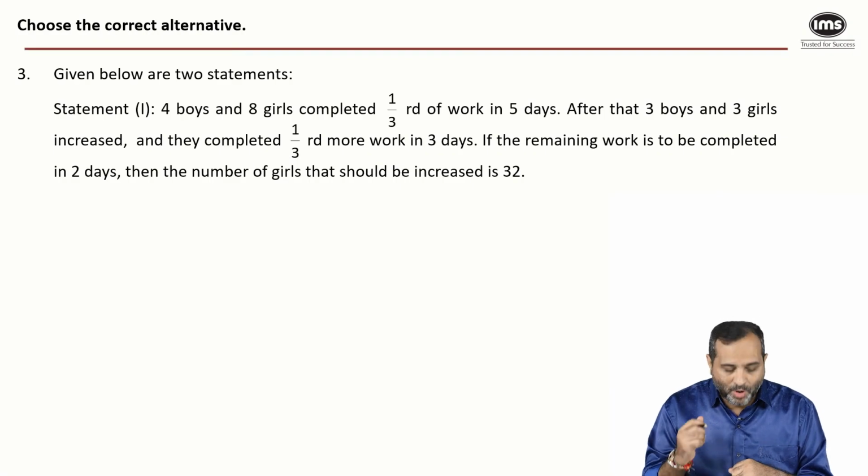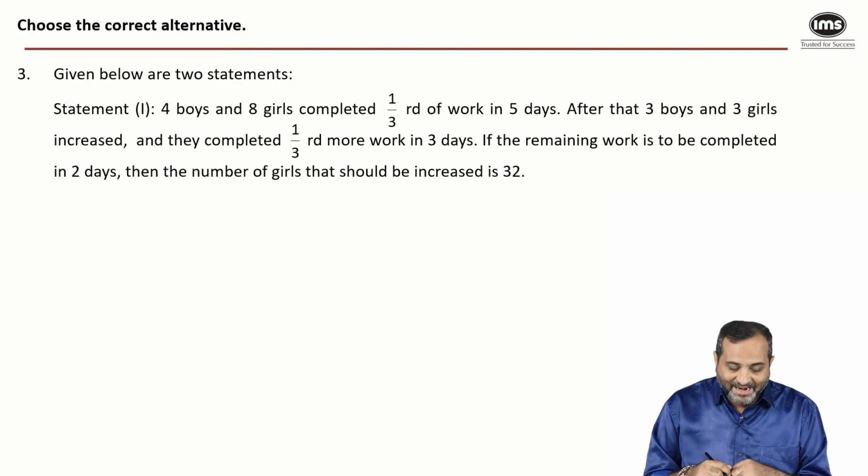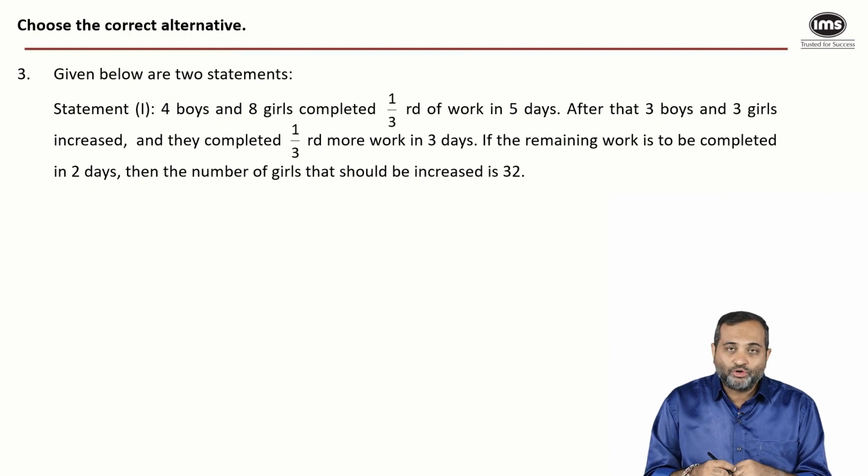Let's look at statement 1. 4 boys and 8 girls completed 1/3 of the work in 5 days. After that, 3 boys and 3 girls increased and they completed 1/3 more work in 3 days. If the remaining work is to be completed in 2 days, then the number of girls that should be increased is 32. So I need to check this.